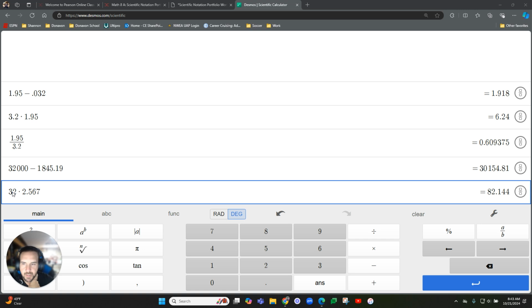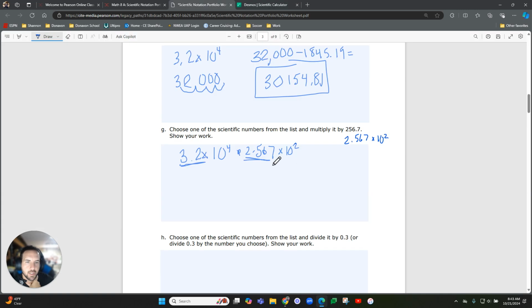Oops, I missed the decimal point here. All right, we're going to have to go back. 3.2 times 2.567 is 8.2144. Okay, so 8.2144. So I multiplied the coefficients, and now I add the exponents. So 4 plus 2 is 6, so times 10 to the 6th, and that would be our final answer.